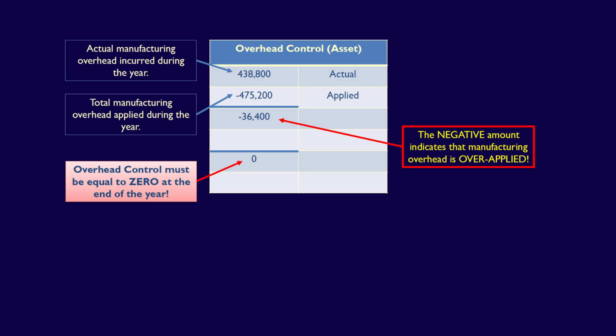This can't be ignored. The overhead control account is a temporary account, one that needs to be zero at the end of the year. Why? Because this is just a holding account where we record actual overhead.